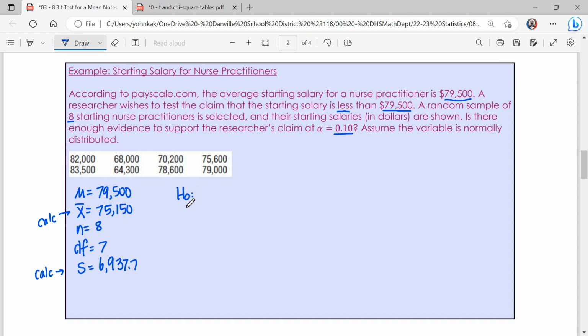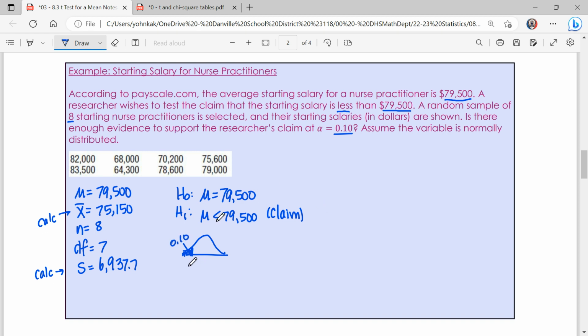All right, now let's come up with our hypotheses. Our null hypothesis is mu equals 79,500. My alternative hypothesis is mu is less than 79,500, and the alternative is my claim. We can draw a picture. We are less than, so we're shading to the left. We keep our alpha at 0.10.